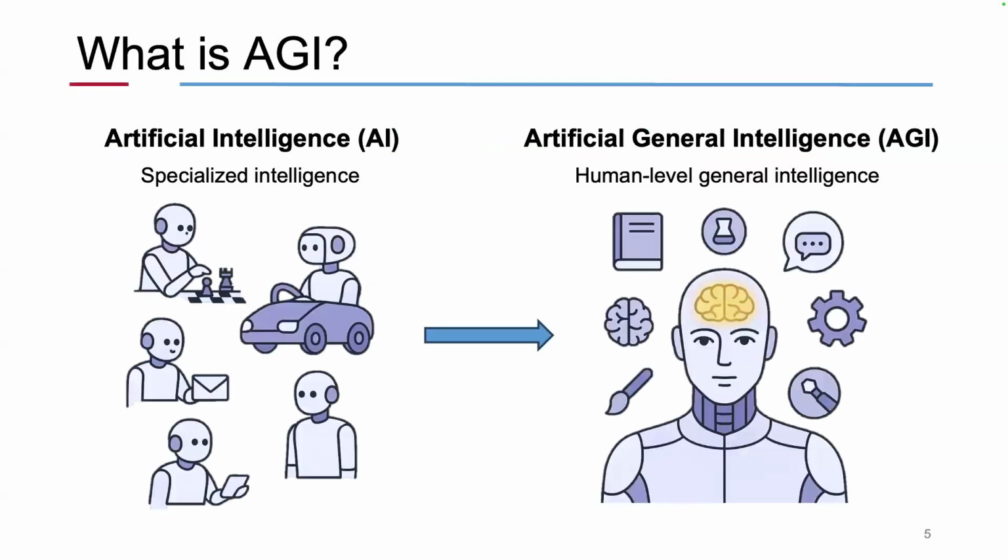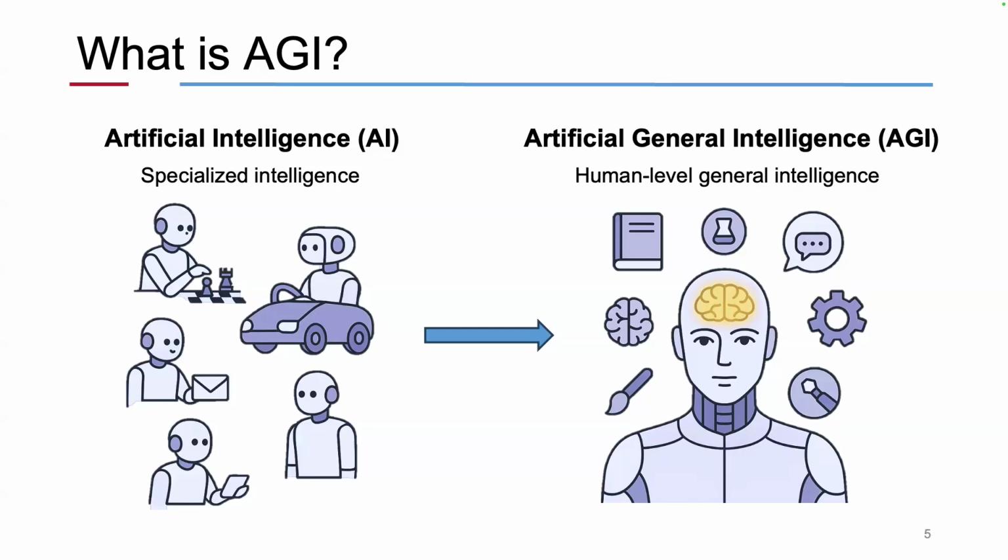So what is exactly AGI? Actually, there's no really well-defined definition here, but in general, people believe that AGI would be an AI system that has human level general intelligence. An AGI system should be able to understand, learn, and reason, and also adapt to different scenarios, different applications, and different domains, and also adapt over time.